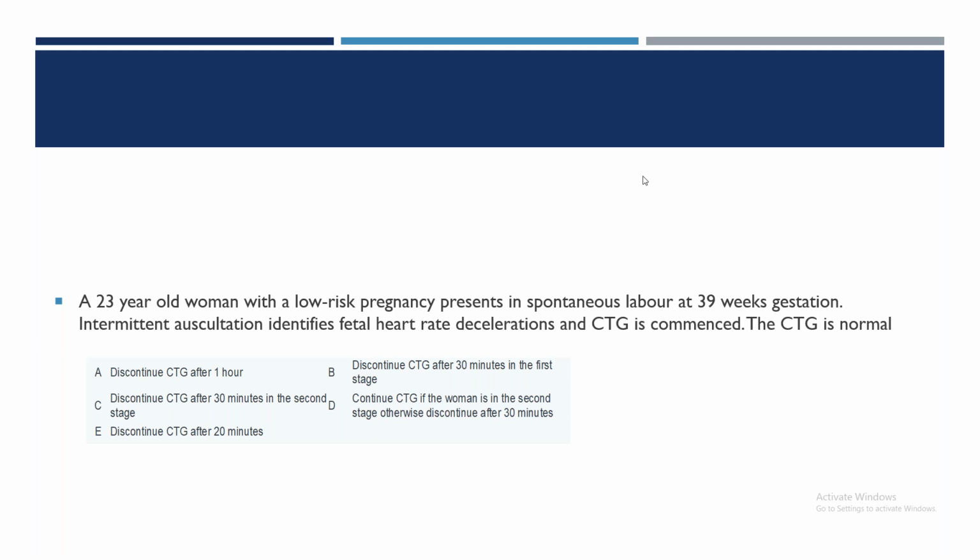23-year-old with low risk pregnancy, spontaneous labor at 39 weeks, intermittent auscultation identifies fetal heart deceleration, and CTG is commenced. CTG is normal. What will you do next? Actually, it is E. Because if it is normal, you should wait for 20 minutes, then go back to intermittent auscultation. So it is E. Discontinue the CTG after 20 minutes.